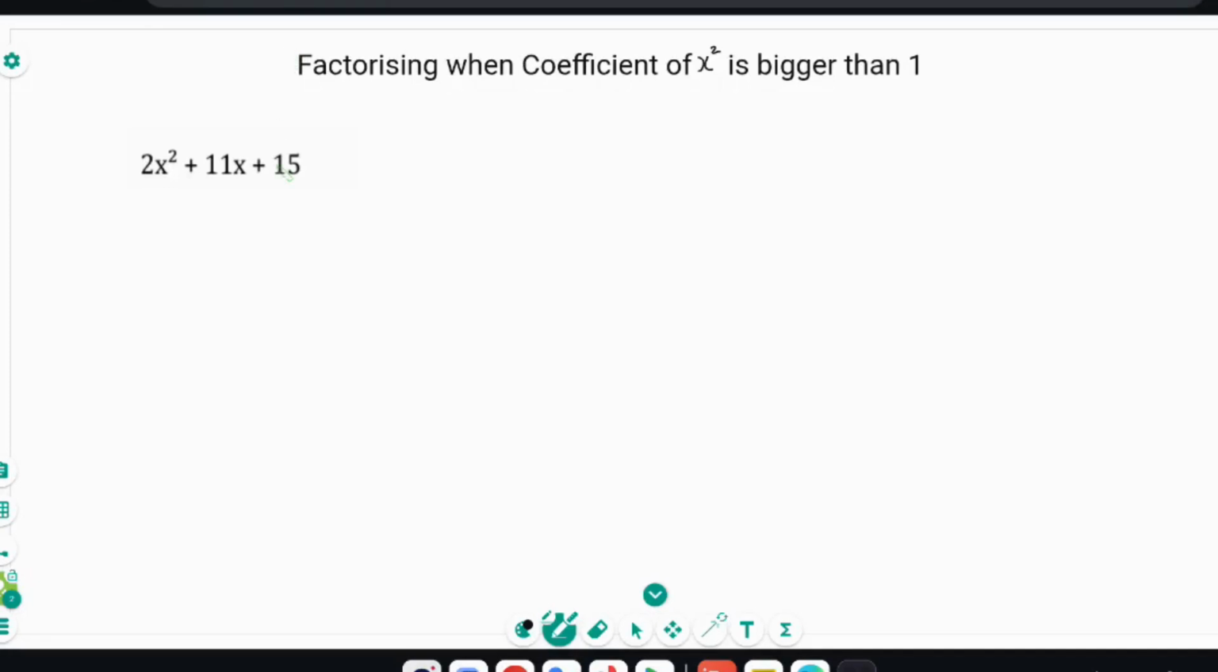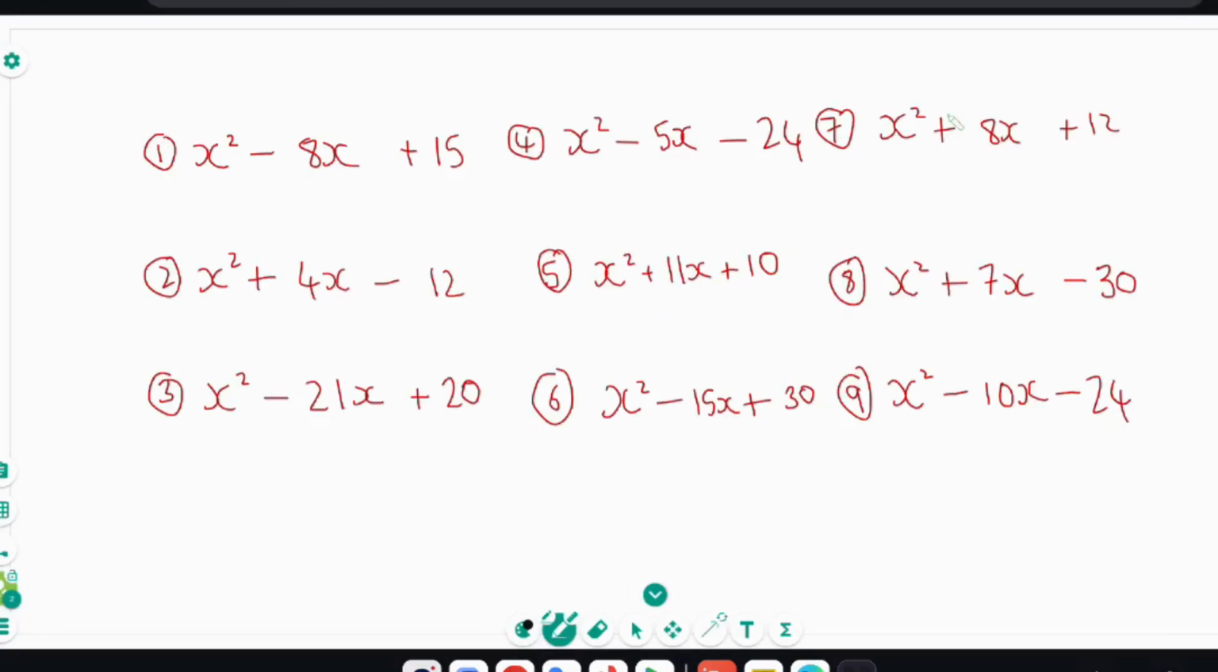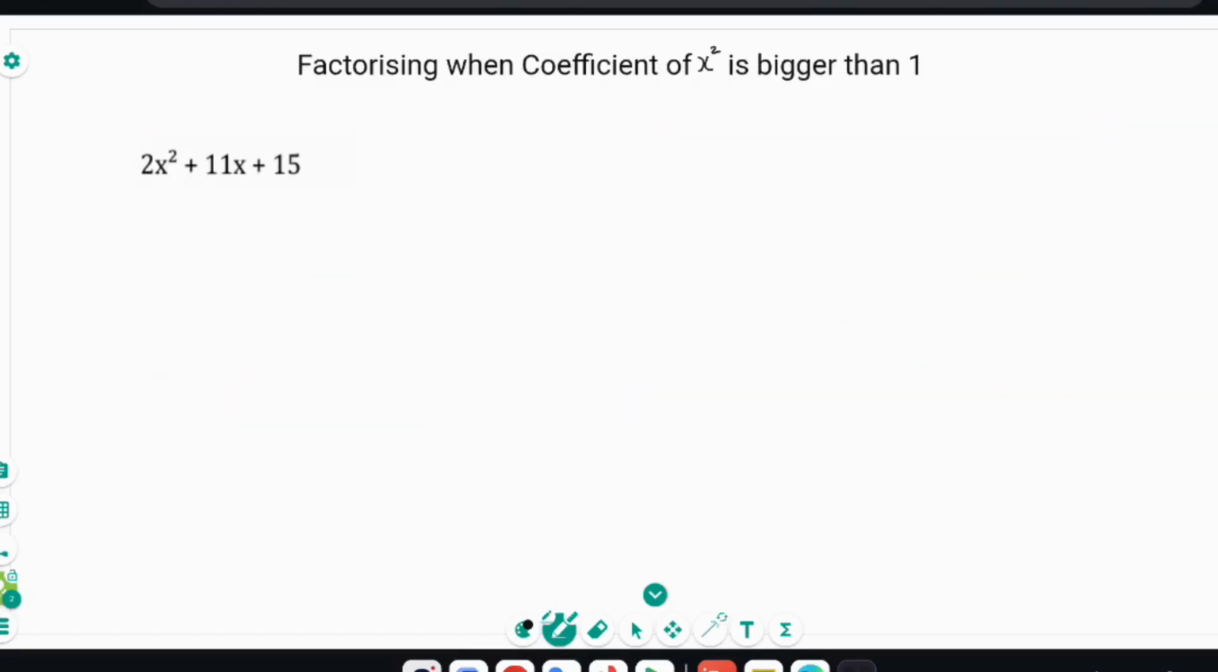Factorising when the coefficient of x squared is bigger than 1. So in the last recording, we looked at factorising when the coefficient of x squared is 1. So what do I mean by the coefficient of x squared? Well, how many x squareds do we have? We've got 1x squared in all of these. This time, we've got 2x squared.